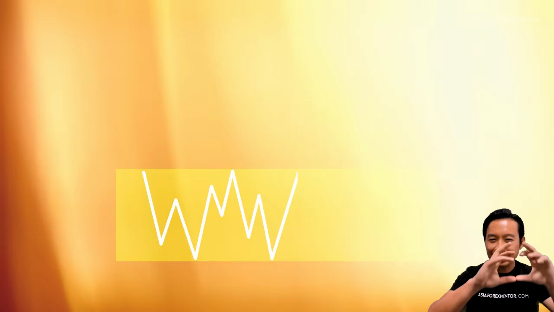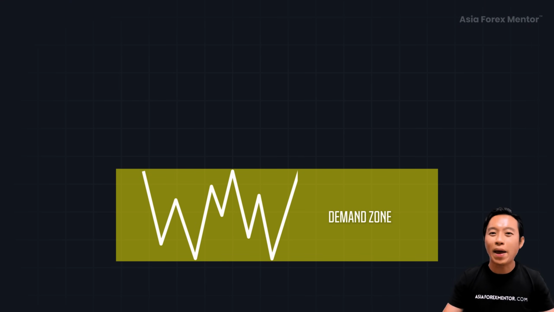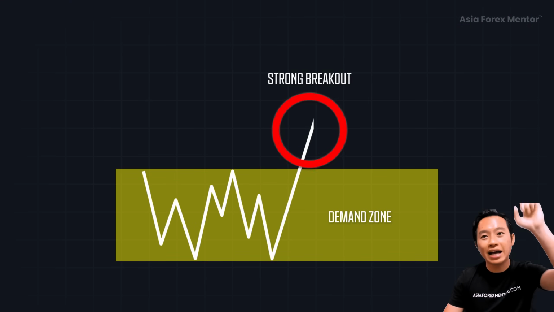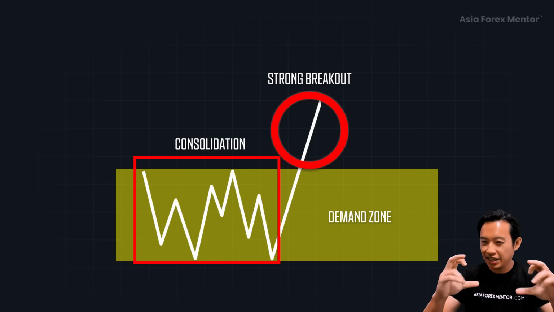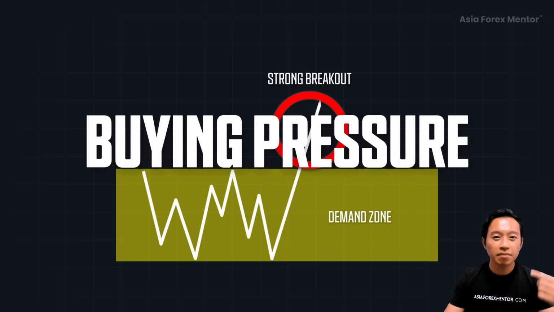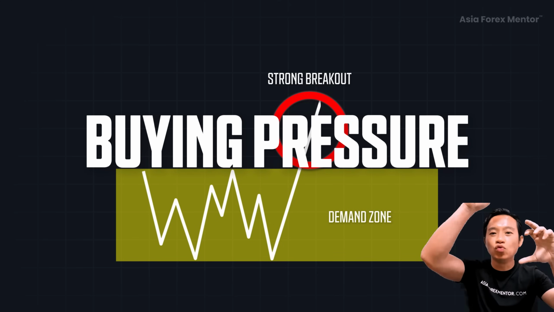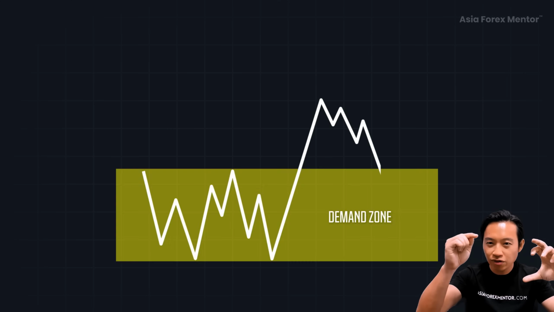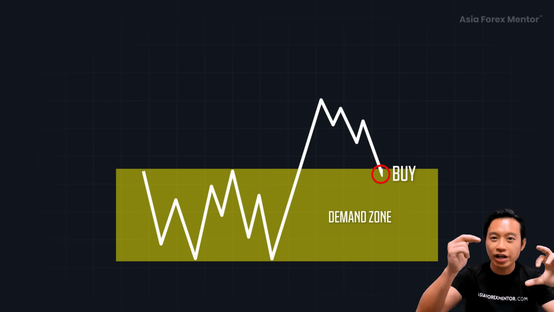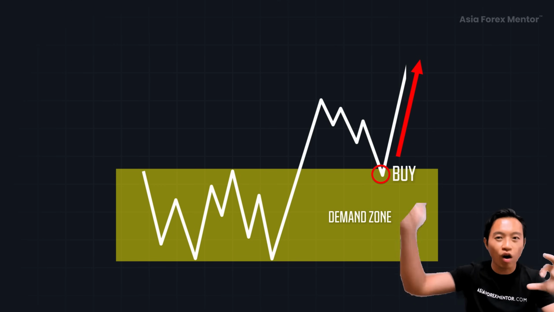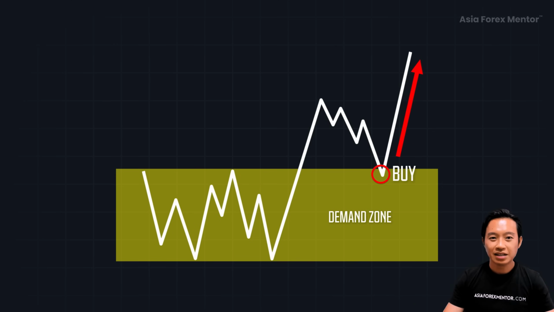Now, on the other hand, the demand zone is created when price makes a strong breakout from a consolidation to the upside. This signals an increased buying pressure, right? So once again, what is our job? It is to wait for price to return to that level, mitigate the remaining buy orders, and then we enter a trade to follow the continuation of price movement. So this is where we enter for a buy.